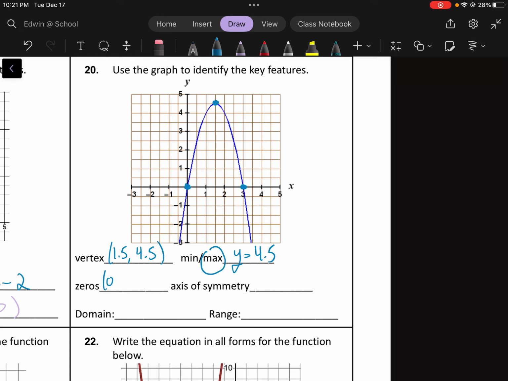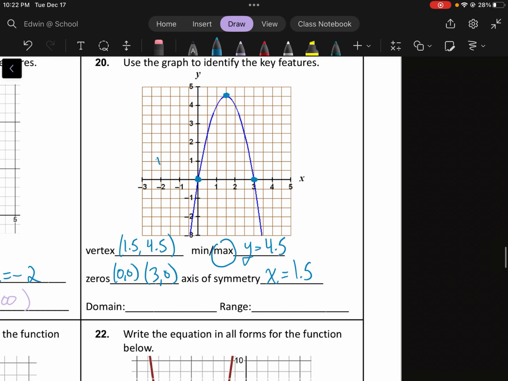We have two x-intercepts, two zeros. One's going to be at 0, 0. Another one is going to be at 3, 0. The axis of symmetry is the x value of the vertex, meaning we have x is equal to 1.5.